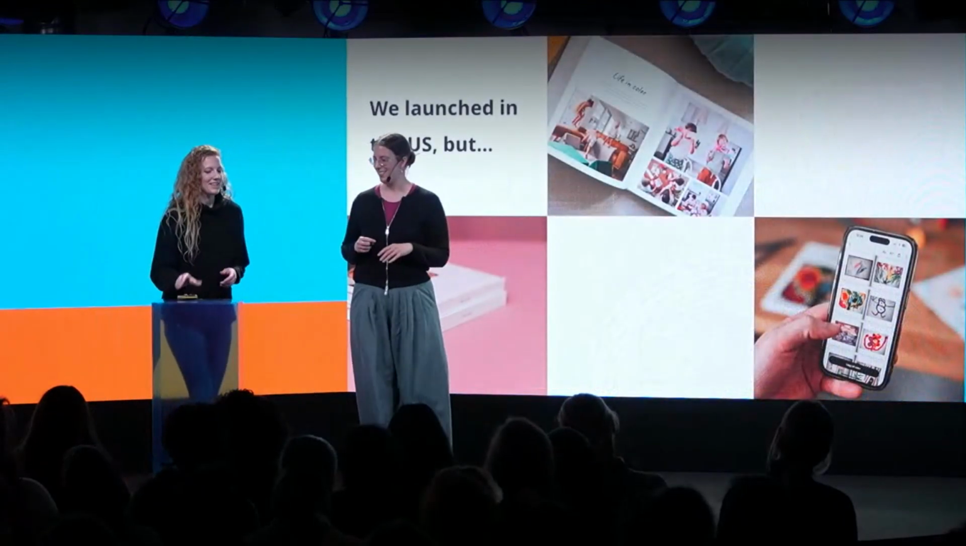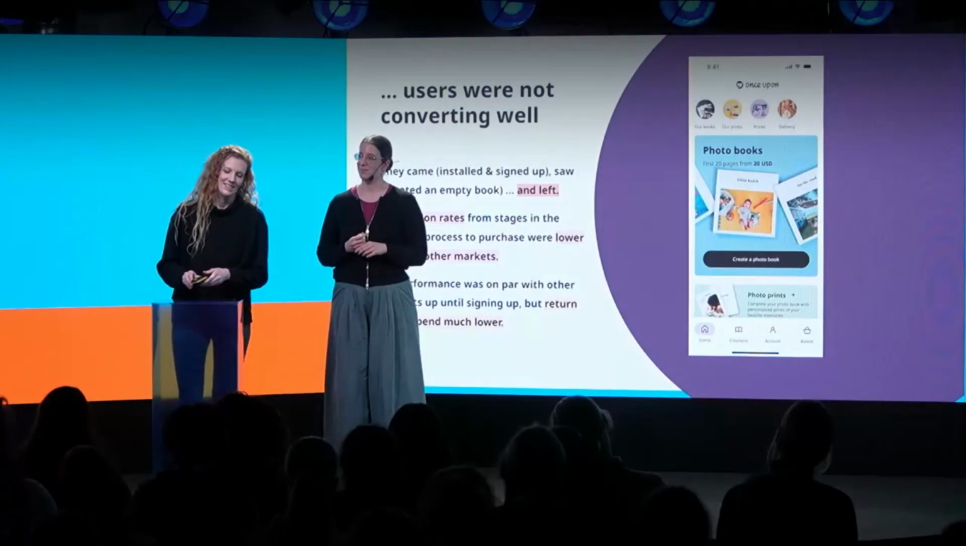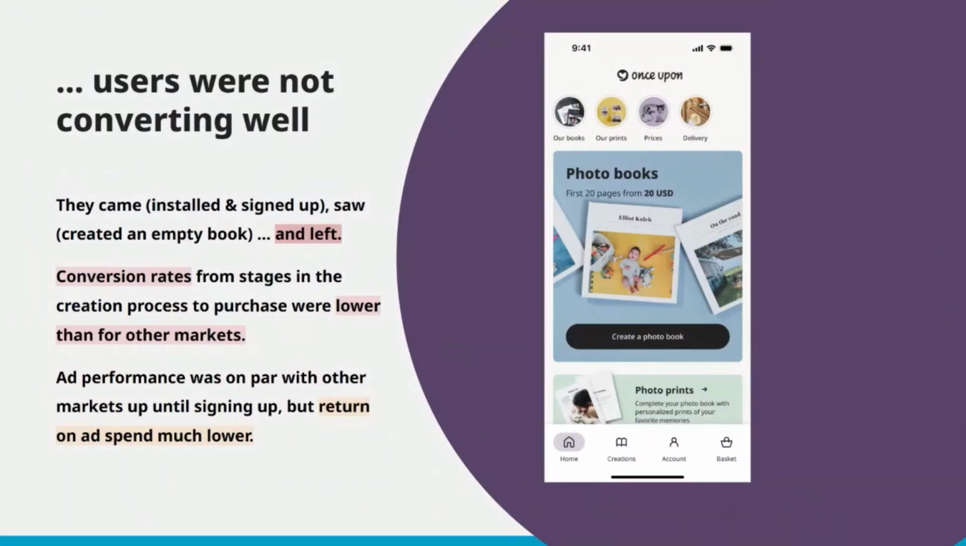Yeah, how it started. The story begins with us launching in the US, but users were not converting well. And what we saw in analytics was that they came into the app, they installed, they signed up, they started the creation process, created an empty book, but then they left. The conversion rates were really, from those stages of the creation process up to purchase, much lower than for other markets. And of course, our first hunch was, must be marketing, because the product is working in Germany, Australia, Sweden, so it must be marketing.